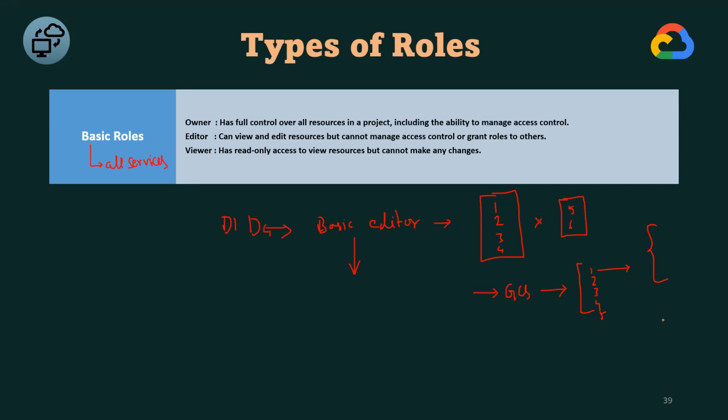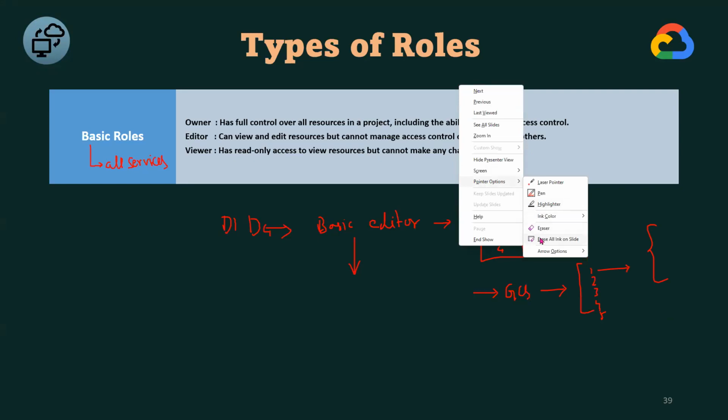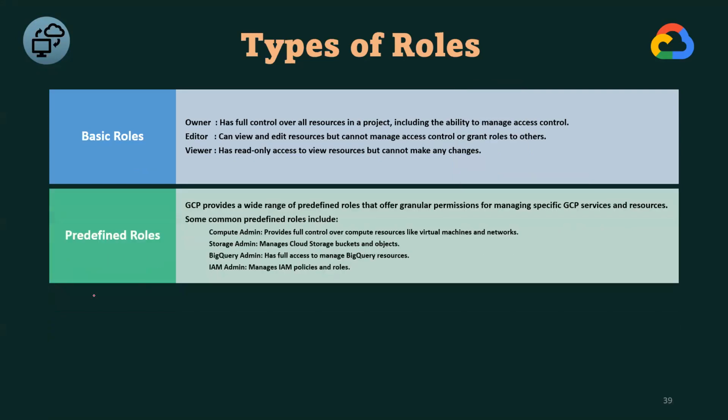So basic roles are talking about all the services. If you create one editor, that means he will be the editor to all the services in the GCP. But it shouldn't happen. So for that, we are going to use the predefined roles. GCP provides a wide range of predefined roles that offer granular permissions for managing specific GCP services. My specific GCP services are only GCS, BQ, Dataproc, Dataflow. I wanted to work with these.